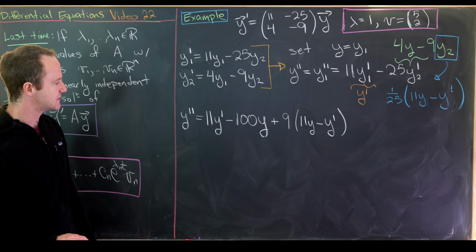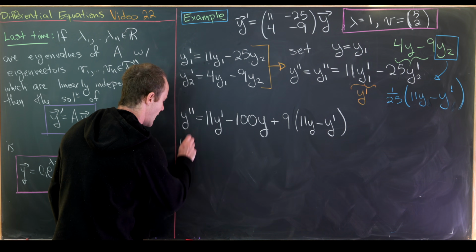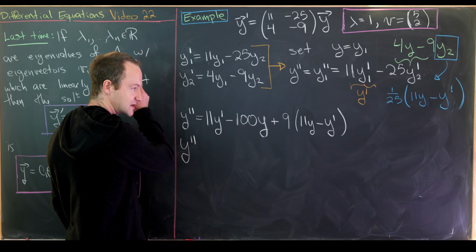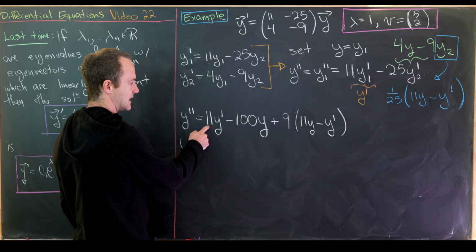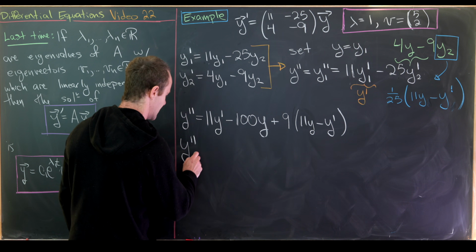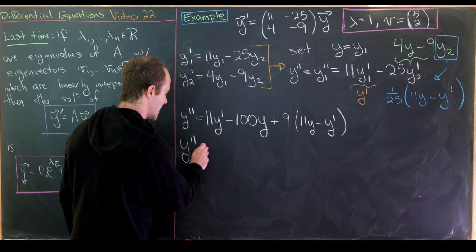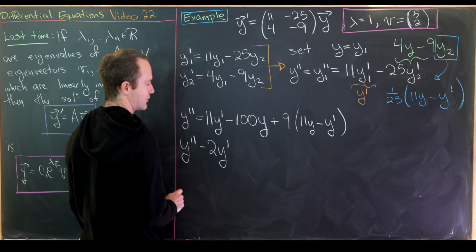So now let's move some things around. So we'll have y double prime. Let's move the y prime stuff over. But notice we've got 11y prime minus 9y prime. So that gives us 2y prime. Moving it over is negative 2y prime.